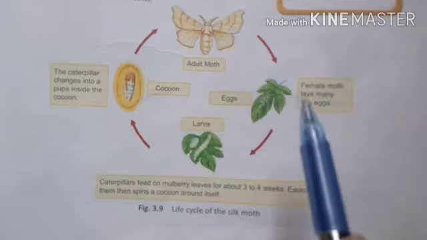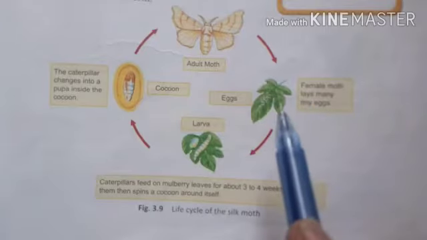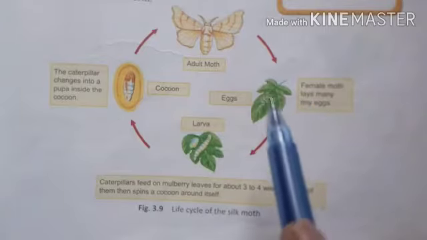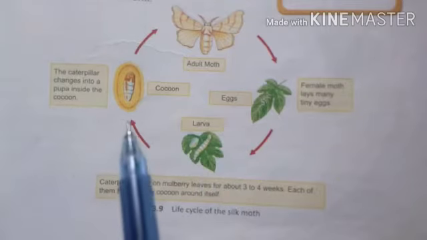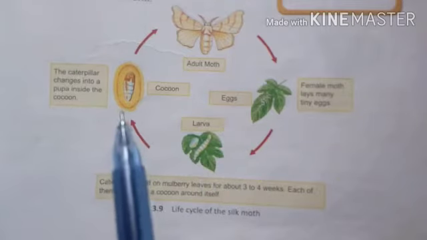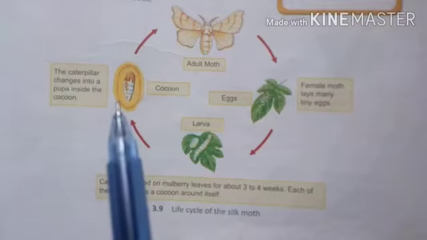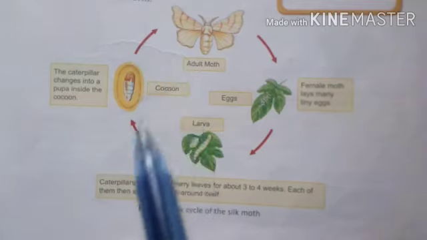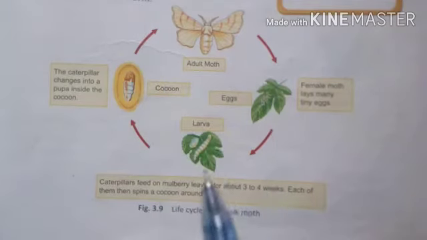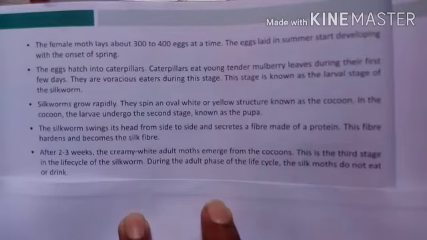Then the adult moth lays the eggs on the mulberry leaf. Then these eggs start converting into larva. Larva eat lots of mulberry leaves and start converting themselves into the cocoon, and after the cocoon it will be converted into the adult moth after some time. So these are the 4 stages of the life cycle of the silk moth. We will discuss them one by one. Remember the diagram in your mind and listen to the points.